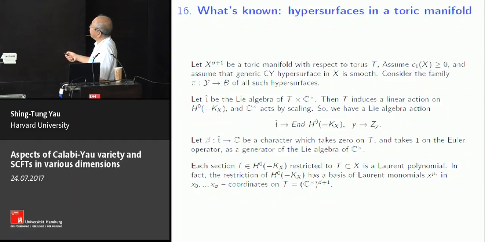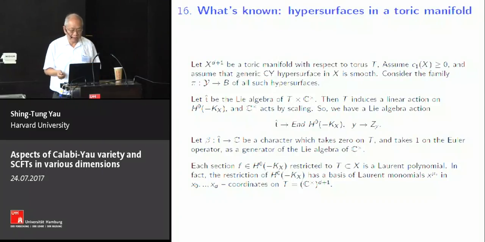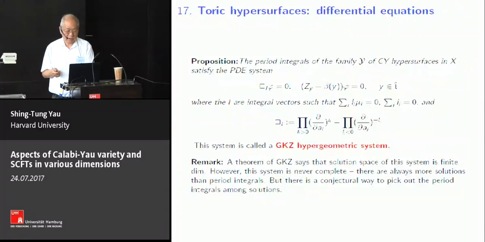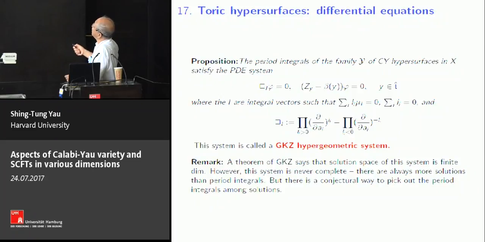Now, each section of minus K_X restricted to the torus is a Laurent polynomial. So it has a basis of Laurent monomials, x to the mu_j, in the coordinates x0 through xd on the torus. For a toric variety, X is actually just a compactification of the torus, C star to the power D plus 1. So we have a Laurent expansion in terms of x0 up to xn. And the period integral of the family of Calabi-Yau hypersurfaces in X satisfies the following important PDE system, holomorphic differential equations.